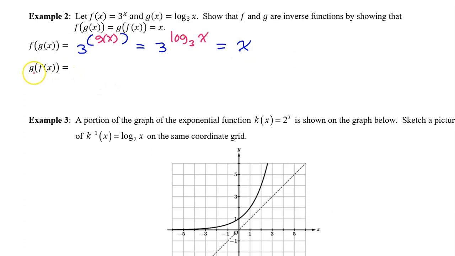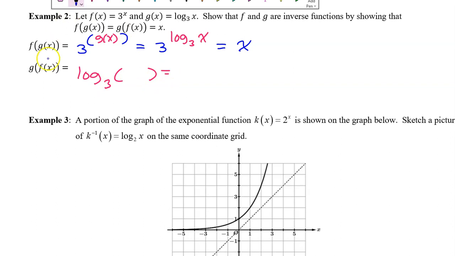Now we flip it around and we start with g as the outer function. So g is log base 3 of x, so let's rewrite this as log base 3 of parentheses. And inside the parentheses goes the inner function, which is f of x.